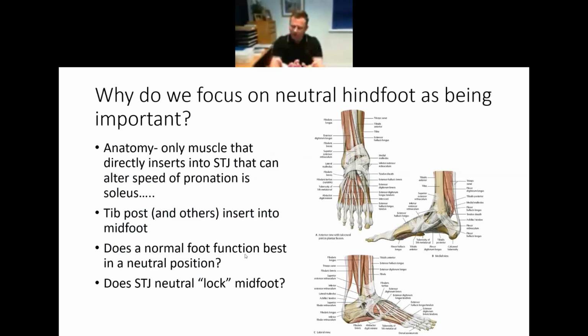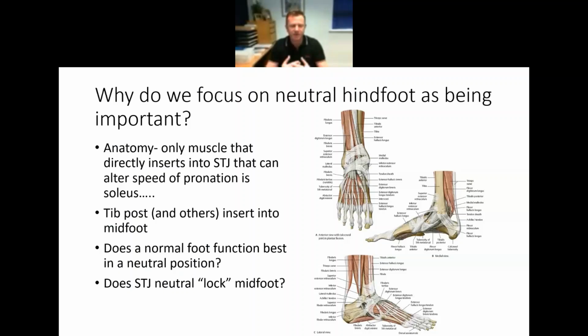So we focus on anatomy when we want to. And I think when we're going to talk about hindfoot position, we need to think about hindfoot anatomy. So here we have a really lovely set of pictures that highlight the complexity of the foot and the anatomy.